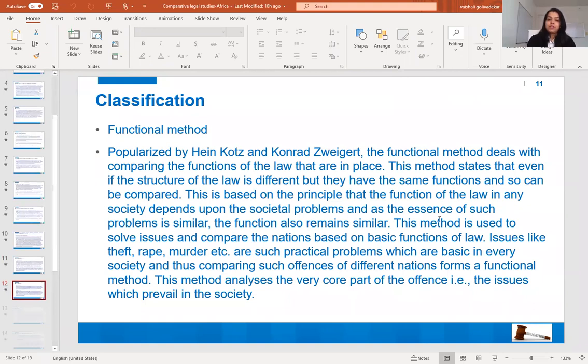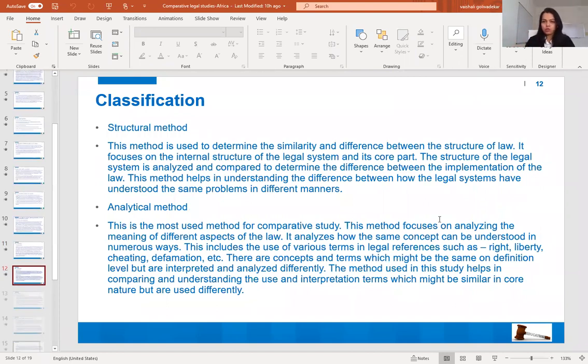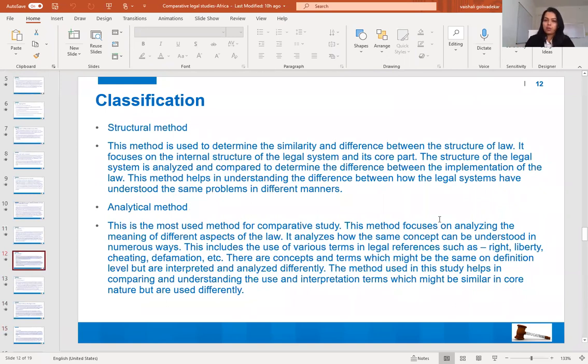And next is the structural method. This method is used to determine the similarity and differences between the structures of law. It focuses on the internal structure of the legal system and its core part. The structure of the legal system is analyzed and compared to determine the difference between the implementation of the law. This method helps in understanding how the legal systems have understood the same problem in different manners. Okay, so it is compared on the basis of structure.